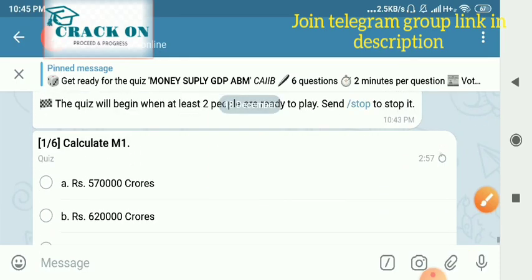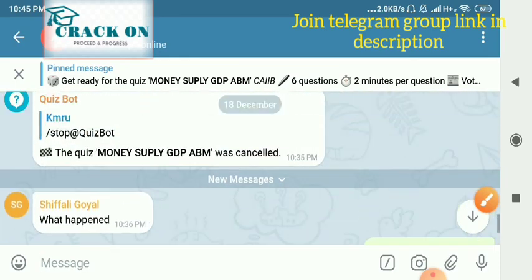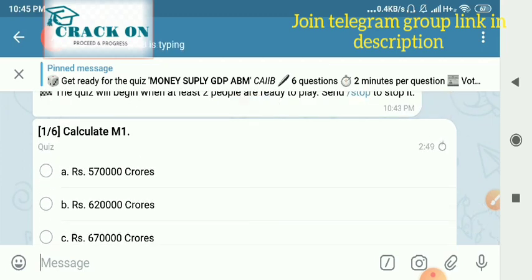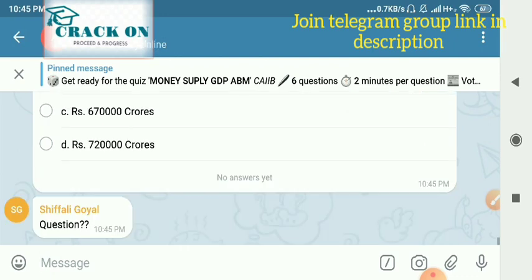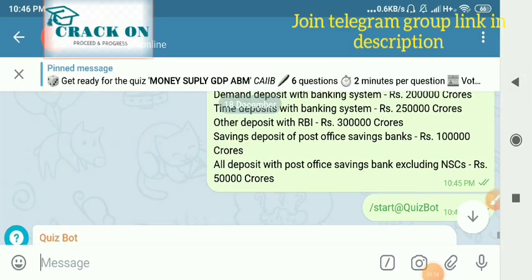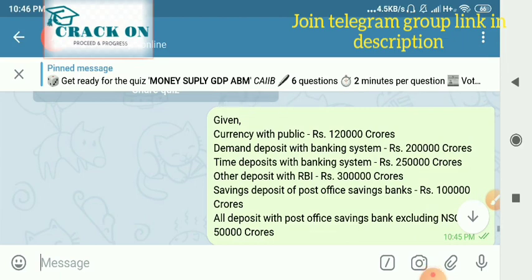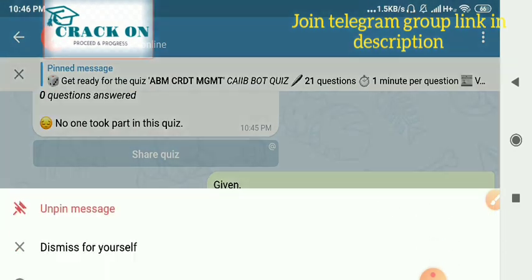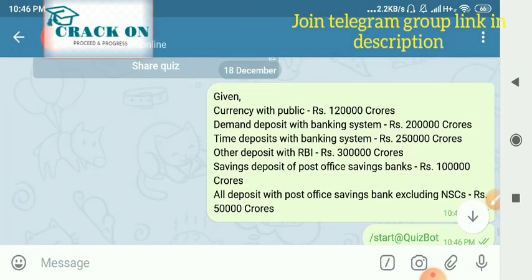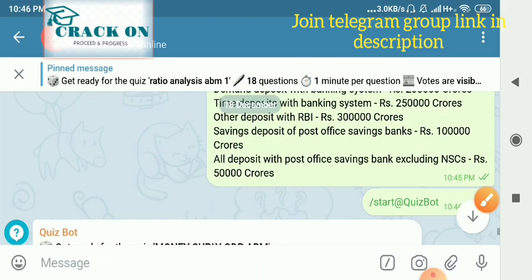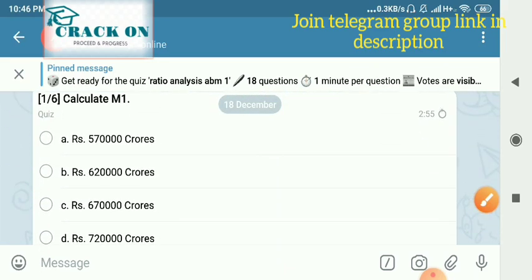So let's see the first question. These are the data given. Let me unpin this so that it will be more useful. So these are the data given, and from these data we have to calculate M1, M2, M3. So let's see the first question.